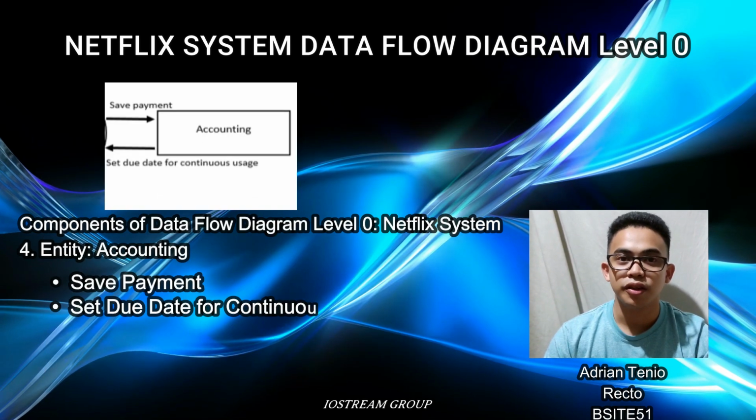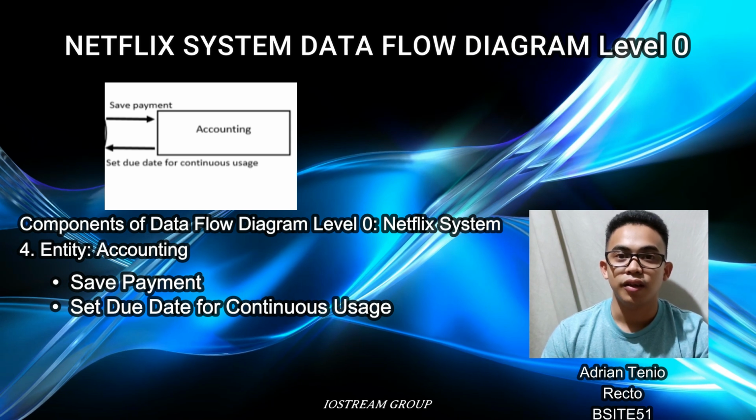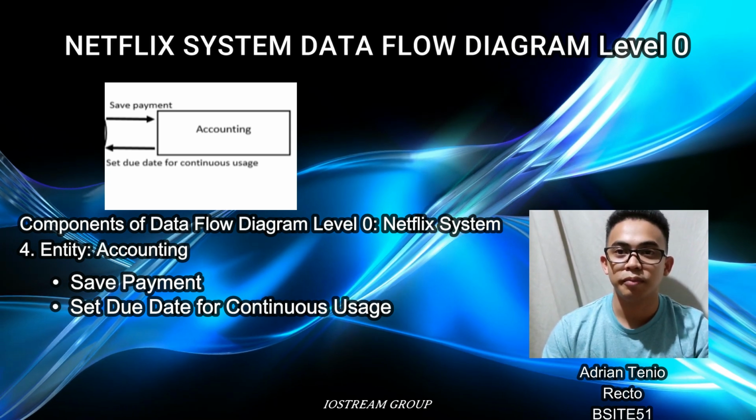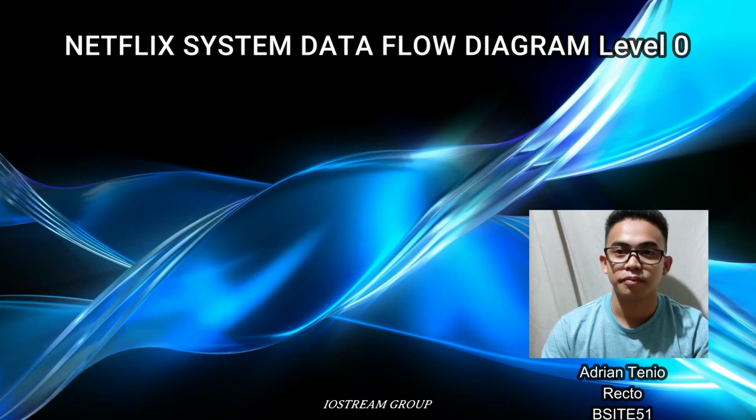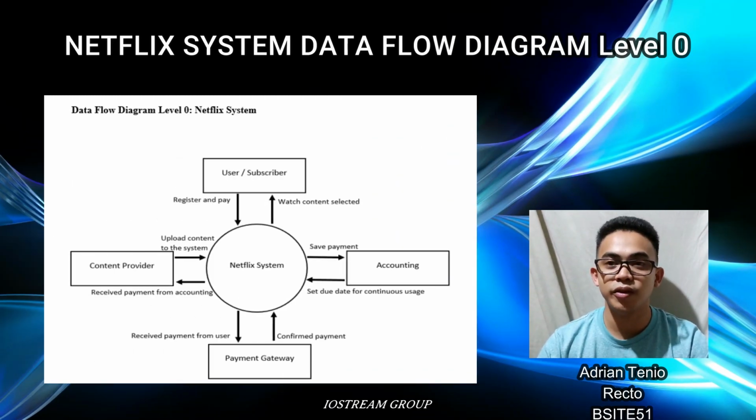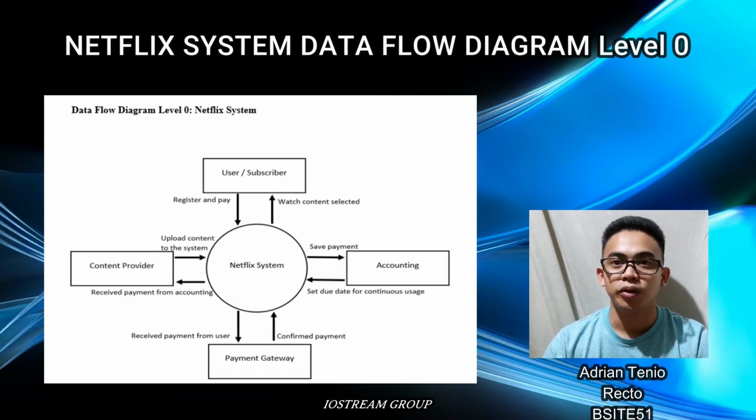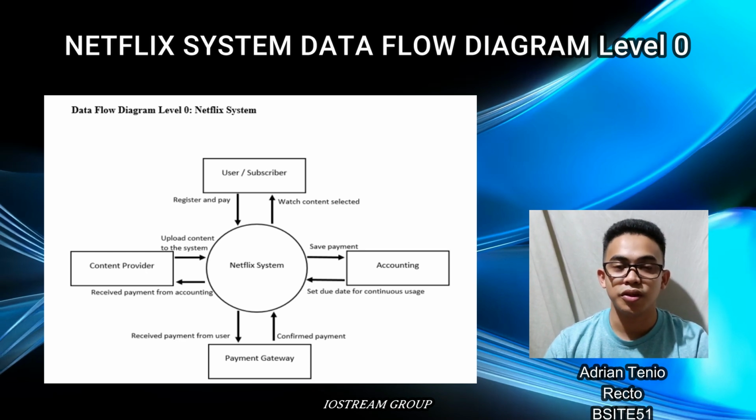Number 2 process is set due date for continuous usage. The accounting also determines the due date for the next payment, ensuring that the user's subscription will remain active without interruption. They handle billing cycles and payment reminders. This structure provides a simple yet comprehensive overview of how the key components in the Netflix system work together to deliver seamless streaming services to users.